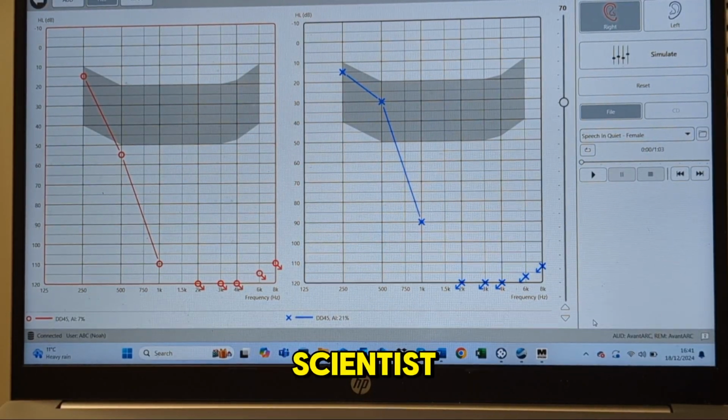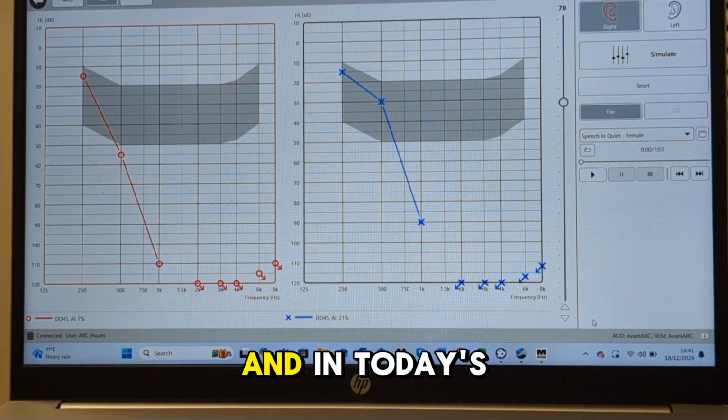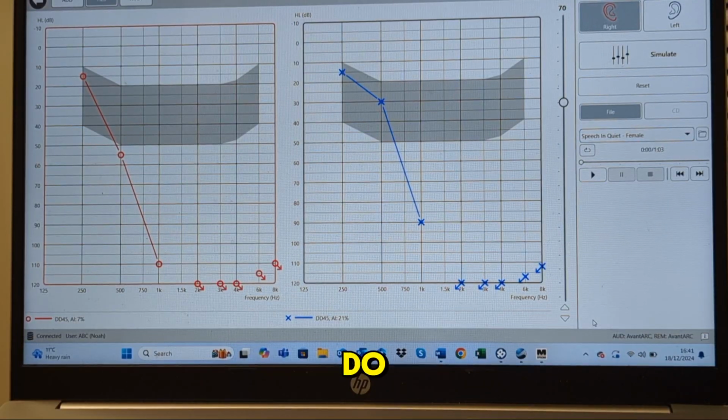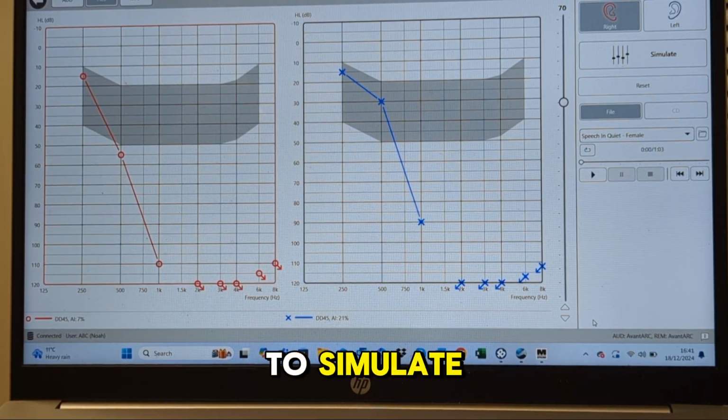I'm a clinical scientist from South Wales, and in today's video we will be simulating this hearing loss that you see before you on this audiogram. This actually belongs to a real person that reached out to me on Facebook after I posted that I would do these videos to simulate people's hearing loss.